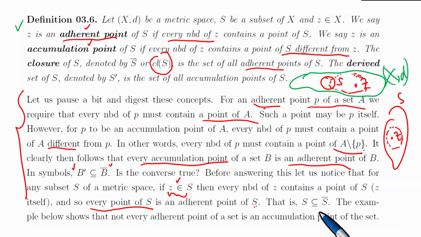Okay, that is S itself. This is very important. Every point of S, we take a point of S, is an adherent point of S. And therefore, obviously, it means that every set S is actually contained in its closure. Every set is a subset of the closure of the set S.